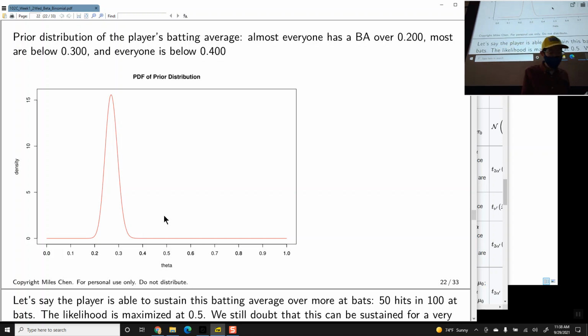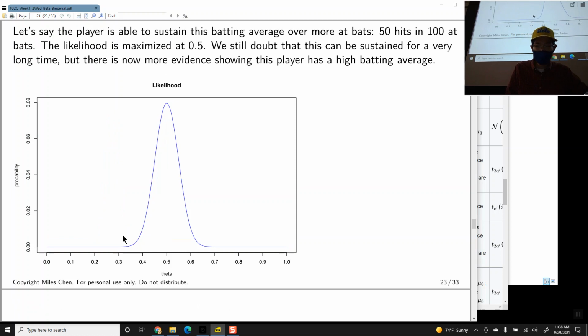Another brand new player, we're going to assume 81, 219. Most players are above 0.2, most are below 0.3, no one's above 0.4. Okay. And now, this player is truly having an amazing start to their season, right?